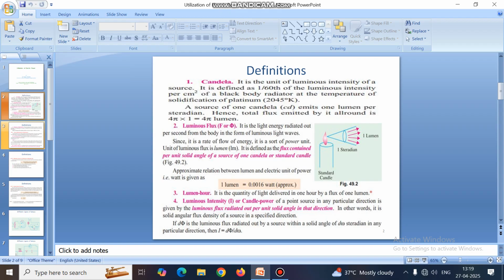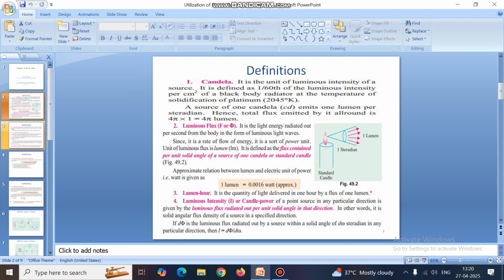Second definition: luminous flux, denoted by F or phi. It is the light energy radiated out per second from the body in the form of luminous light waves. Since it is a rate of flow of energy, it is a sort of power unit. The unit of luminous flux is lumen, Lm. It is defined as the flux content per unit solid angle of a source of 1 candela or standard candle. 1 lumen is approximately equal to 0.0016 watt.